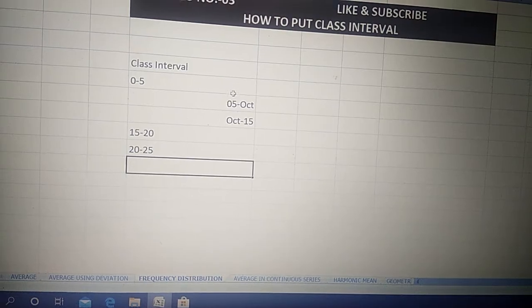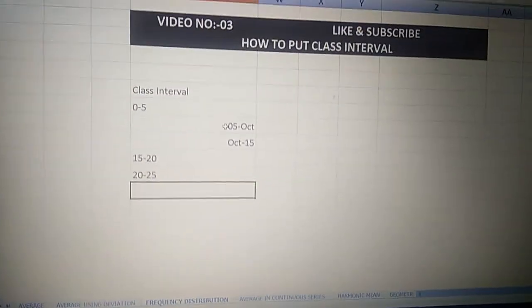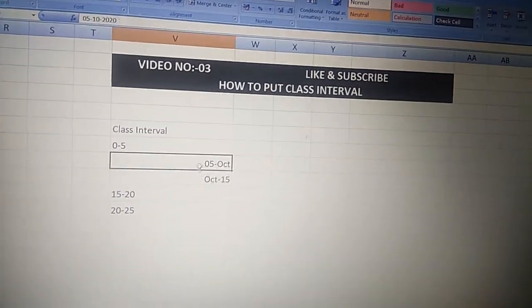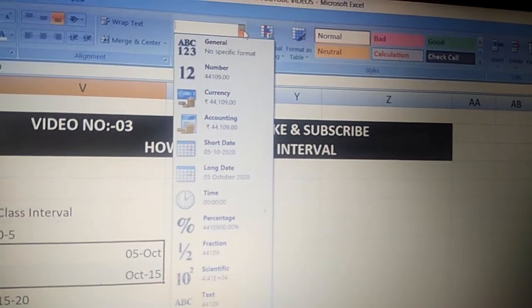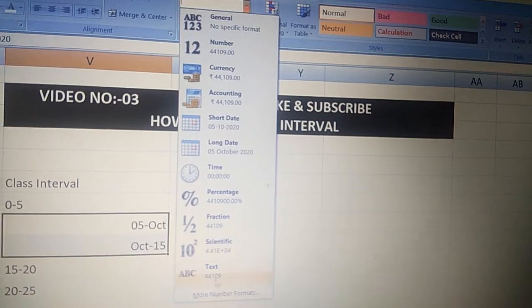So why is this turning into 5th October and October 15? How will that be rectified? Don't worry. Set both of them. Okay. See here. Custom. Changes to text. And where's text? Here it is.